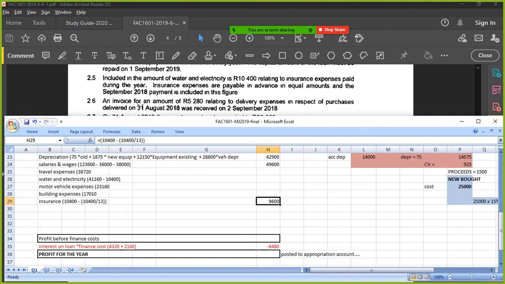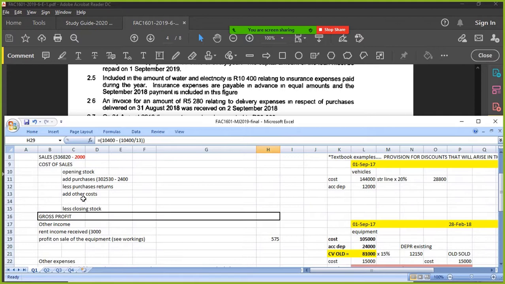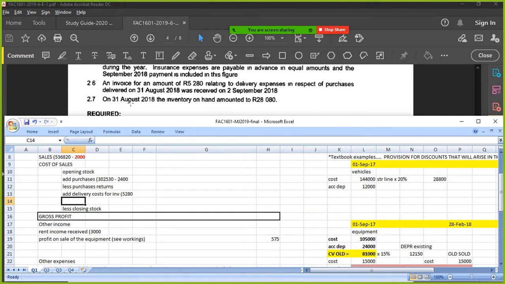Okay, next, 2.6. An invoice amount for that amount relating to delivery expenses in respect of purchases on 31st was received on the 2nd of September. Okay, so it was delivered on the 31st, but only received on the 2nd of September. So that is an accrual. This is for purchases, so you do have other costs here. Add delivery costs for inventory. Okay, in brackets, 5280.